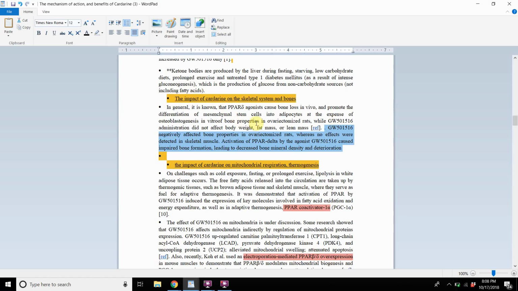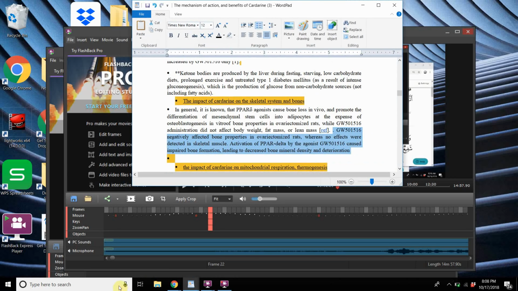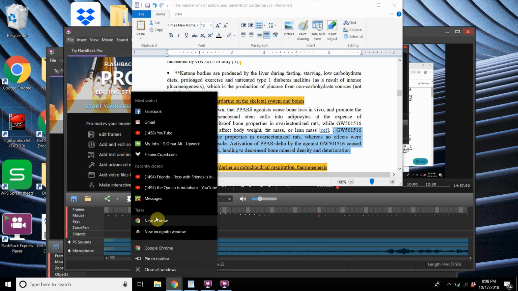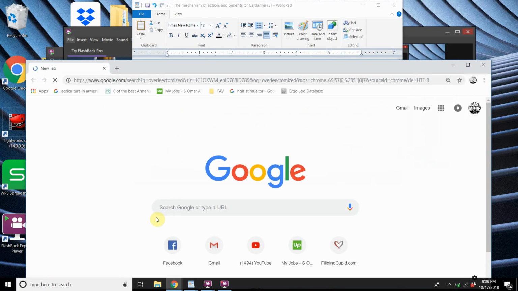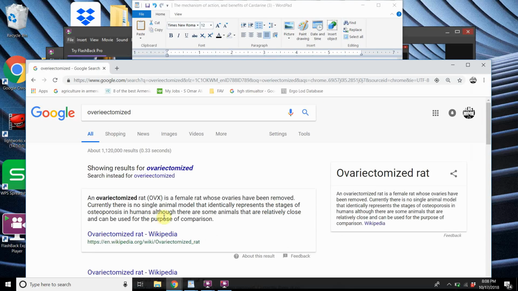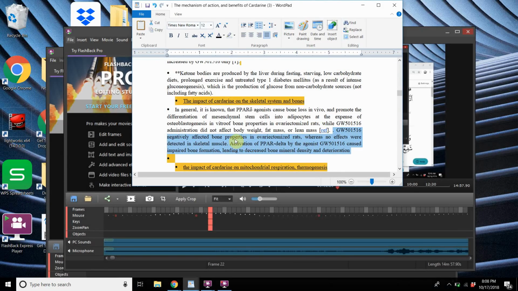In vivo, bone properties in ovariectomized rats, while GW administration did not affect body weight, fat mass, or lean mass. Okay, cardarine negatively affected bone properties in ovariectomized rats. So these are ovariectomized. I'm assuming that means their ovaries were taken out, but let me just make sure really quick. Ovariectomized. Yep, these are female rats whose ovaries have been removed.